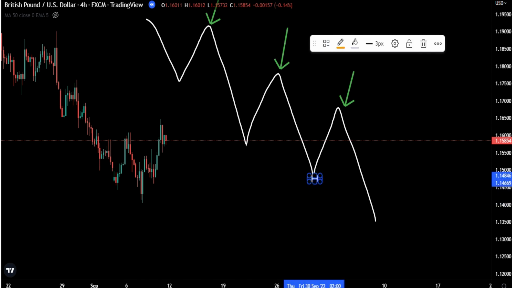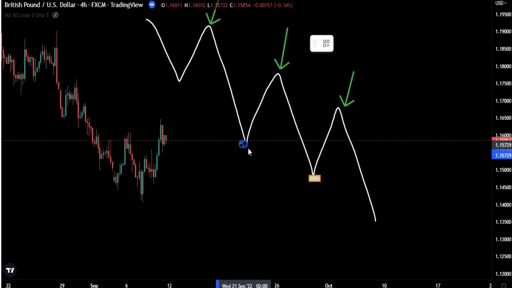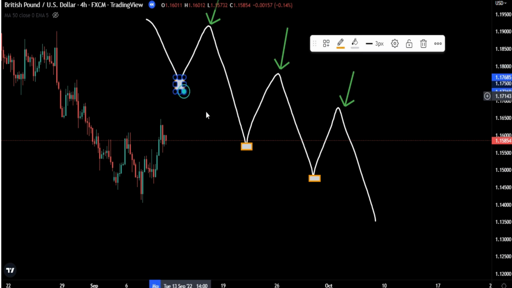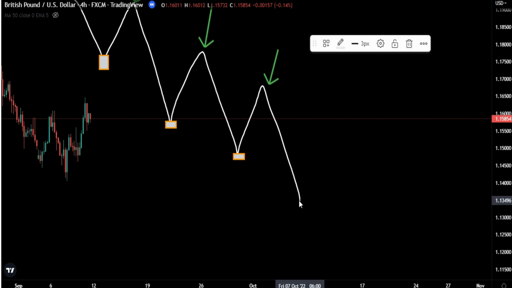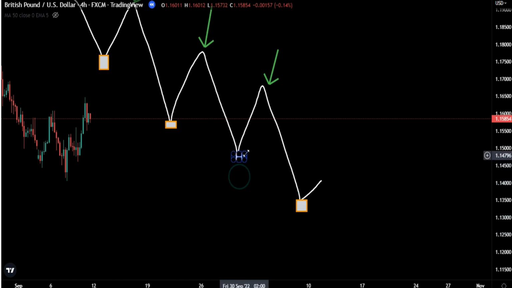You can see this low is lower than this one, right? And this one is lower than this one. So if the price keeps its current low lower than the previous one, the price tends to push to the downside. That's what is called a downtrend, right? So if you look closely, you can see that this is a downtrend.